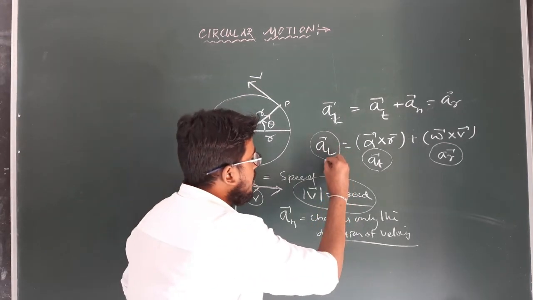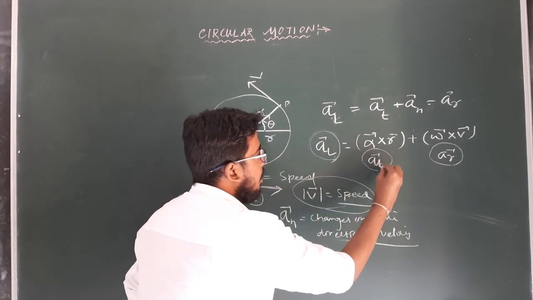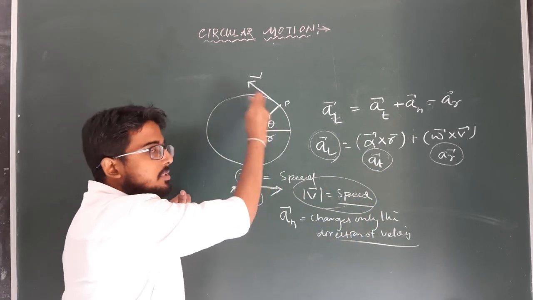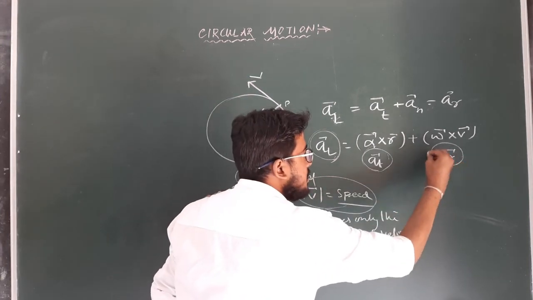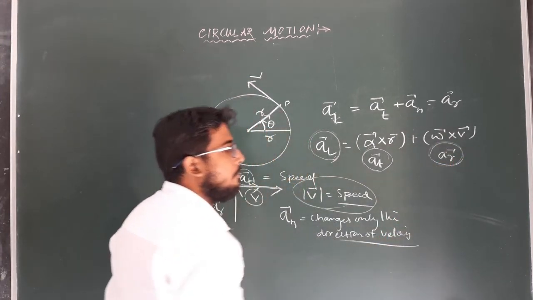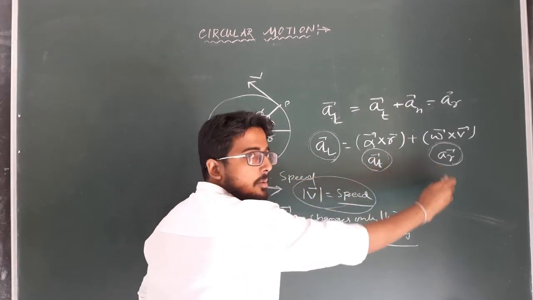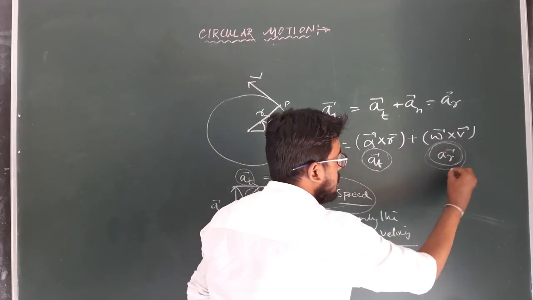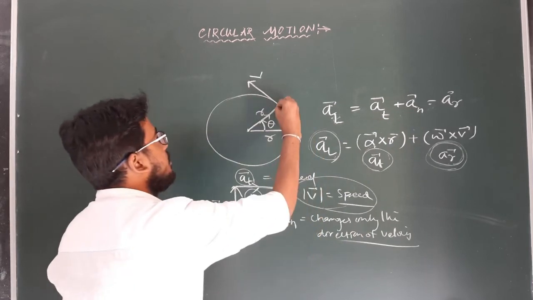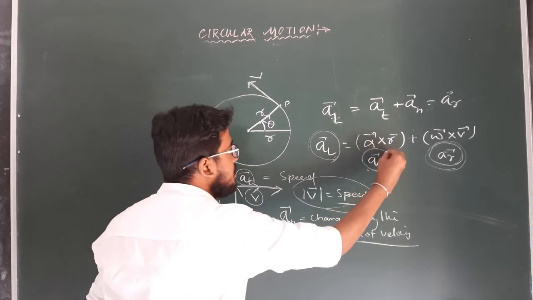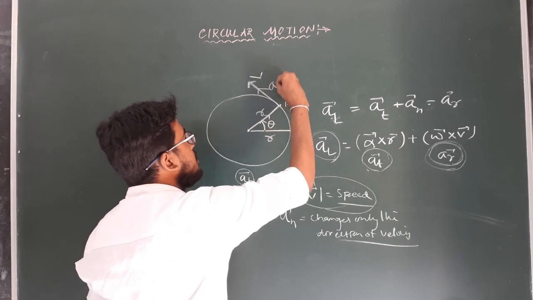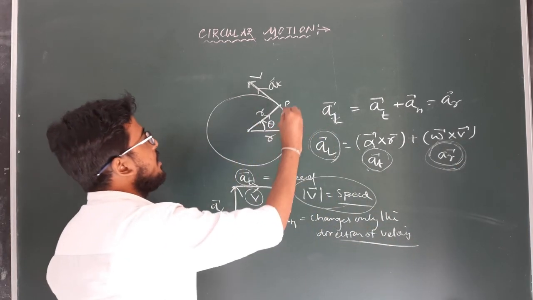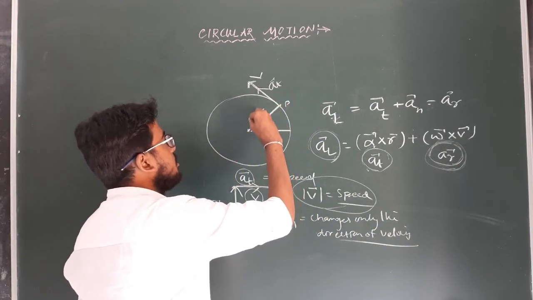So here the total linear acceleration has two components, one is tangential, which acts along the direction of velocity of the particle performing circular motion, and the other component, known as radial or normal, which acts perpendicular to the direction of velocity of the particle. If here is the direction of velocity, then the tangential acceleration acts along the direction of velocity, and the acceleration which is perpendicular to the velocity is known as radial. So this is the direction of radial.